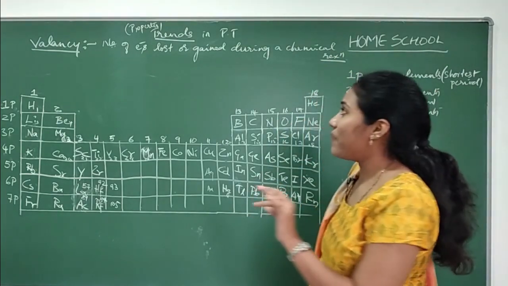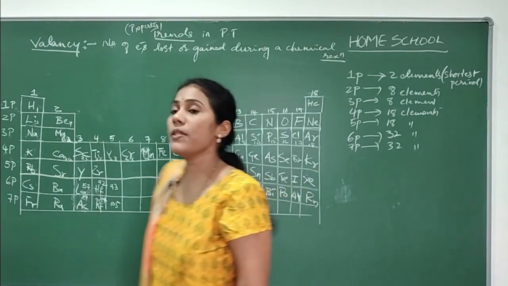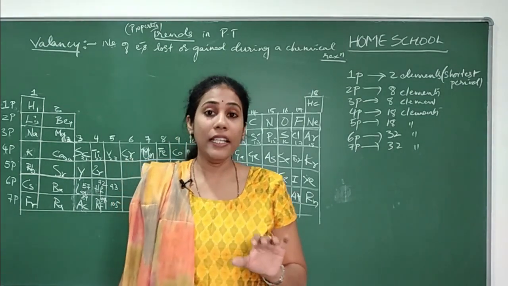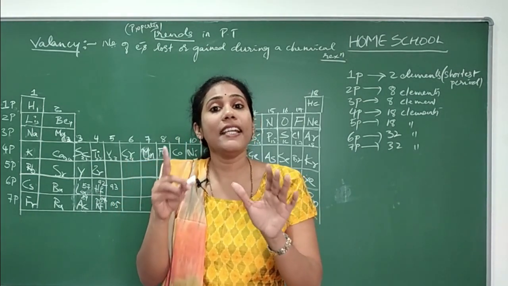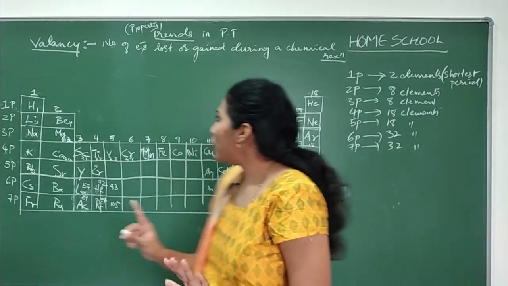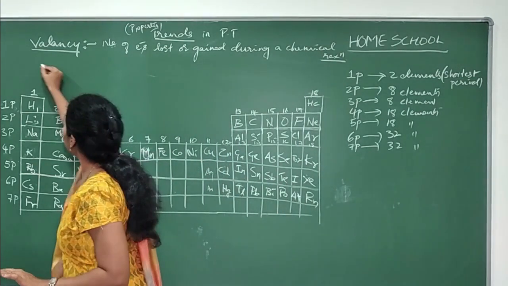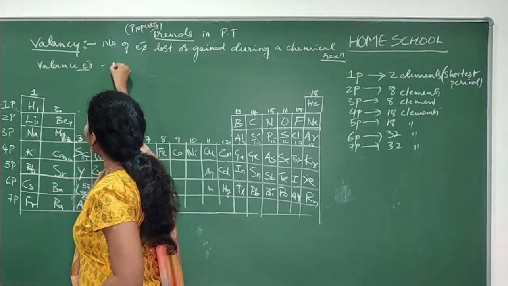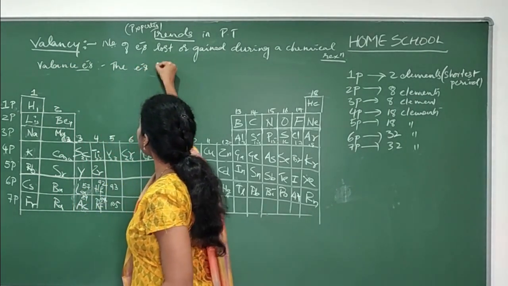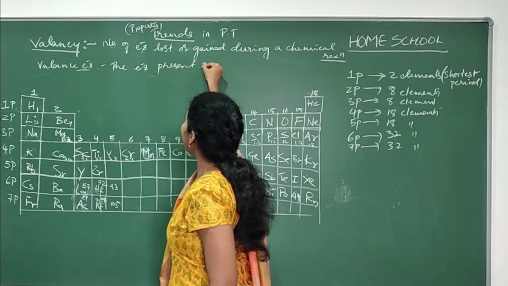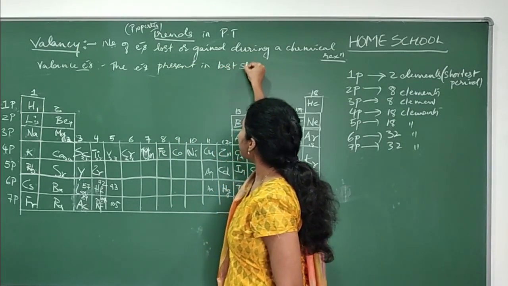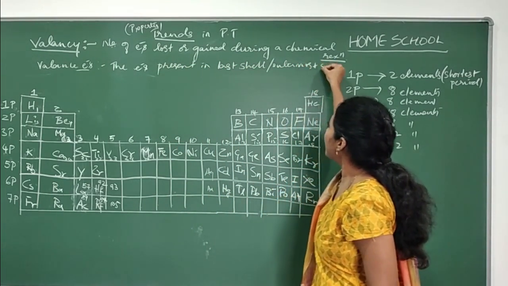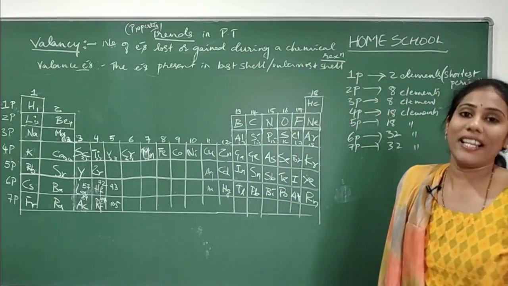How many electrons they will lose and how many electrons they will gain depends entirely on the number of valence electrons present in them. What do you mean by valence electrons? The electrons present in the last shell or outermost shell are called valence electrons.